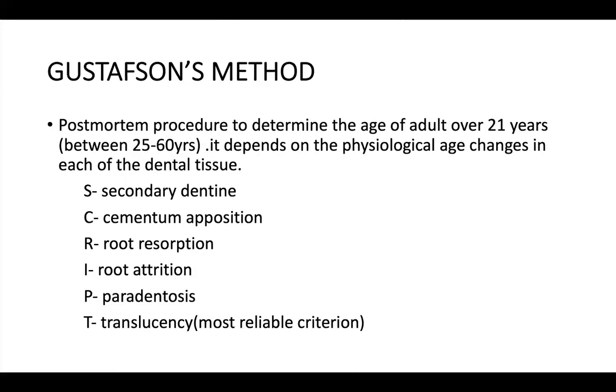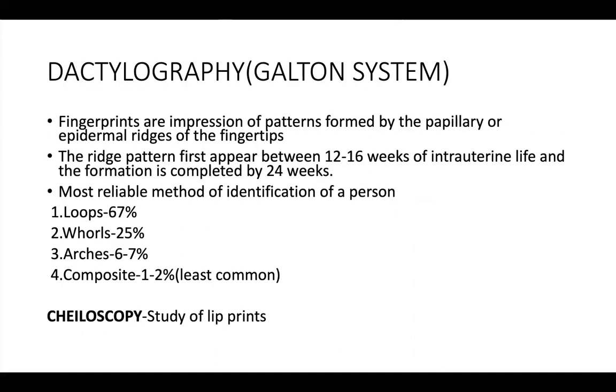Galton is there, Gustafson is there. Gustafson means changes in dental tissue. Galton means fingerprint analysis. Okay, so here 4 types of fingerprints are there. One is loops. Loops are 67% of fingerprints. Whorls are there, 25%. Arches are 6 to 7%, and composite is 1 to 2%. Okay, so 4 types are there.